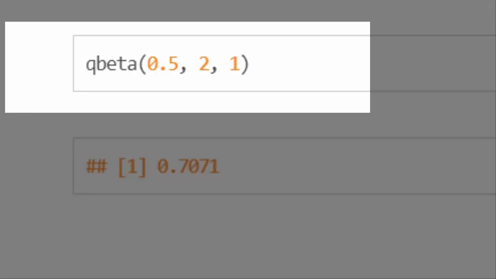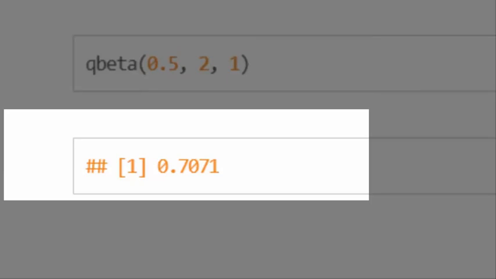Here we plug in 0.5. And remember, R takes the argument of the quantile as a proportion. So if you plug in 0.5, it will work. If you plug in 50 for 50%, it will not work. Okay, and the 2 and the 1 are the parameters that we haven't really fully described, but you are going to have to take my word for it that those are the parameters that yield the specific beta density that we're looking at. And when we plug this in, we get 0.71, exactly like we got before.